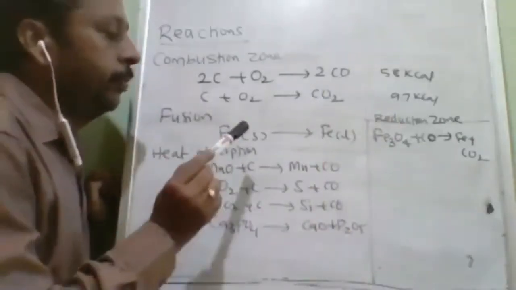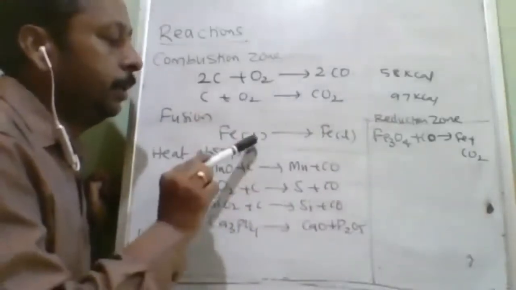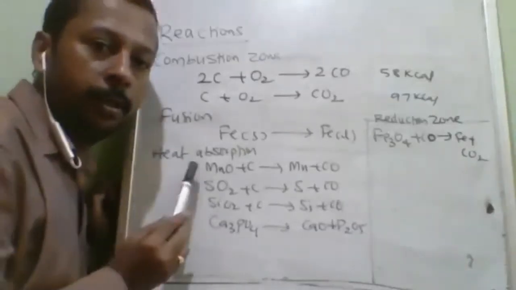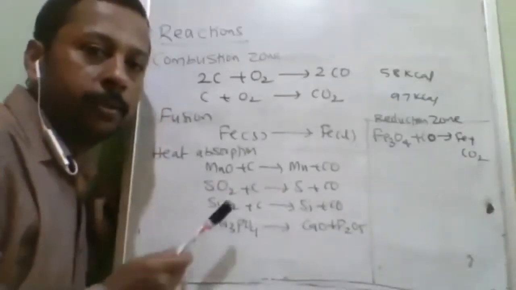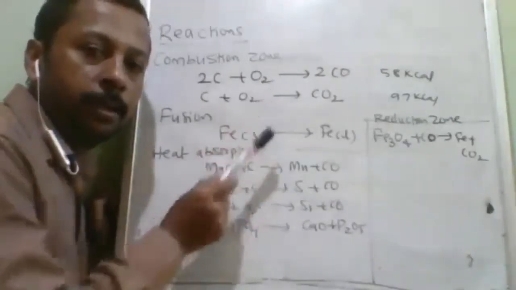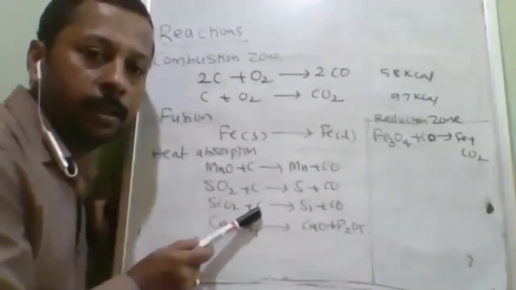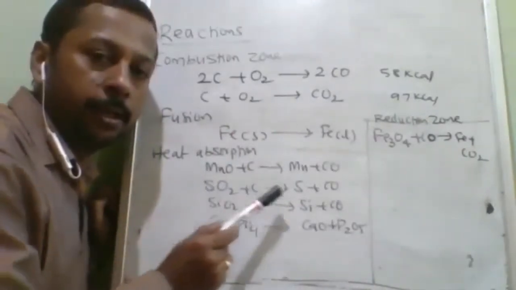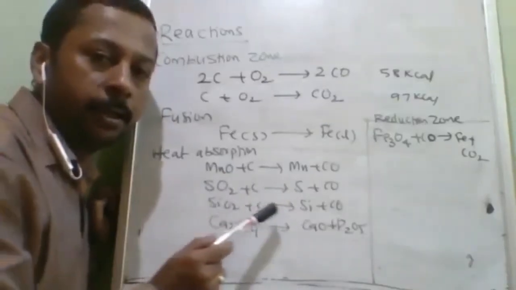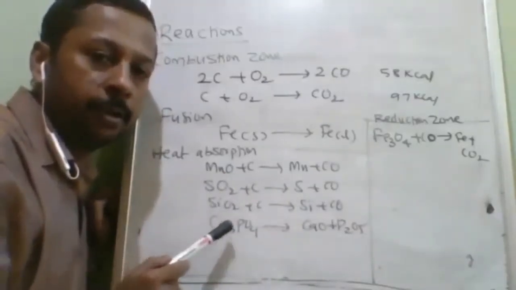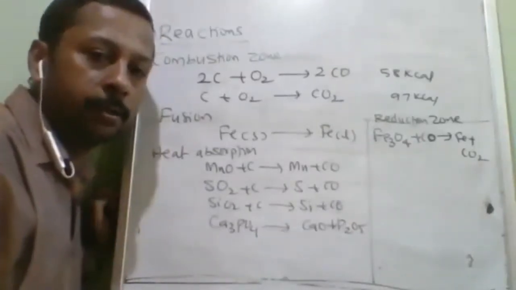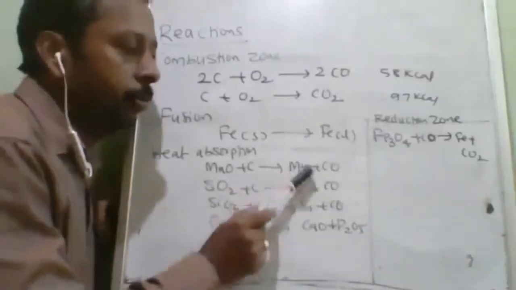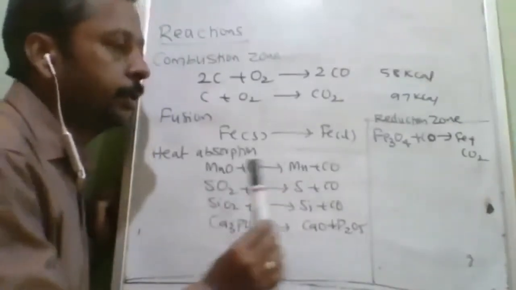Now fusion, I told you, when it trickles down from the top, it converts from solid to the liquid. That's why it is called as a fusion zone. Okay. Heat absorption. Actually, heat is absorbed here, so the temperature is lowered. Manganese oxide is reduced to manganese. Sulfur dioxide reduced to sulfur. Silicon dioxide reduced to silicon. Calcium phosphate decomposed to calcium oxide and P2O5. Okay. So this reaction is not balanced.